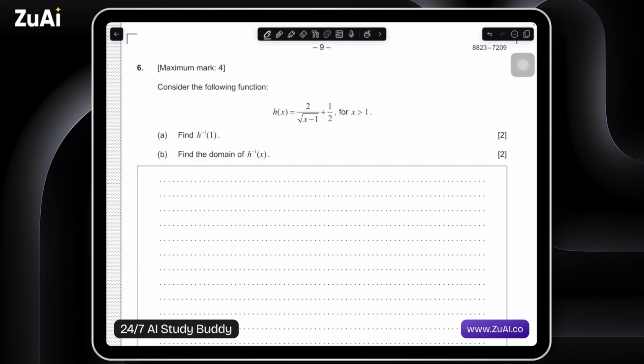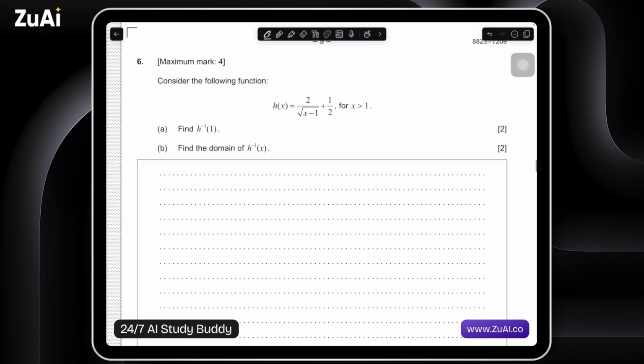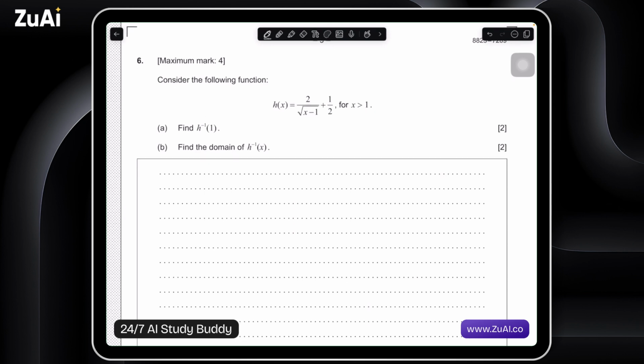Pretty heavy algebra. Often don't see this so much on applications and interpretation. Interesting question all the same, but very heavy algebra. Okay, let's work through it. Part A actually is not so bad. We're asked to find h inverse of 1.